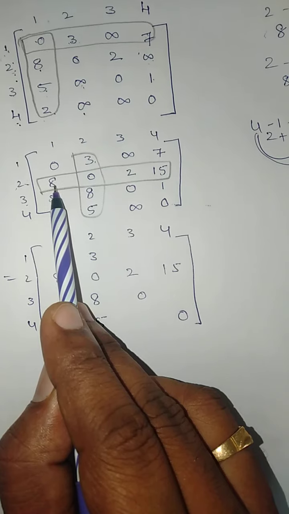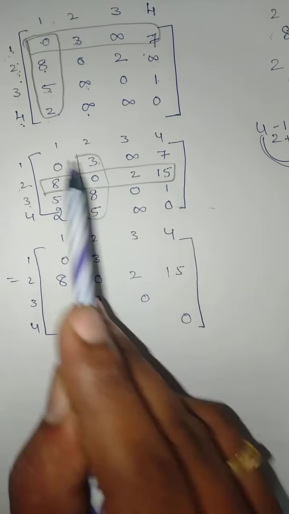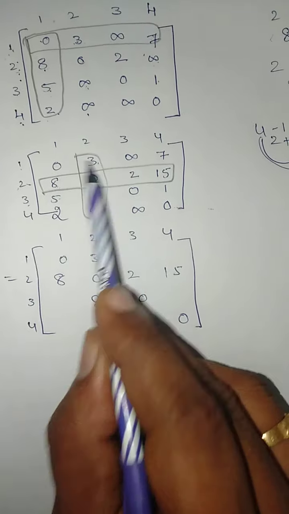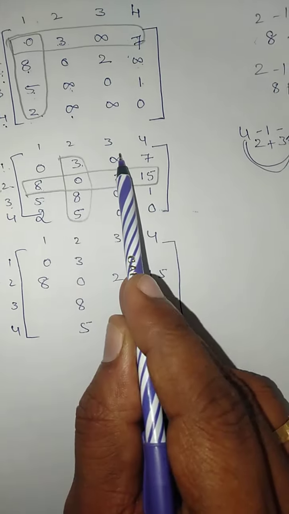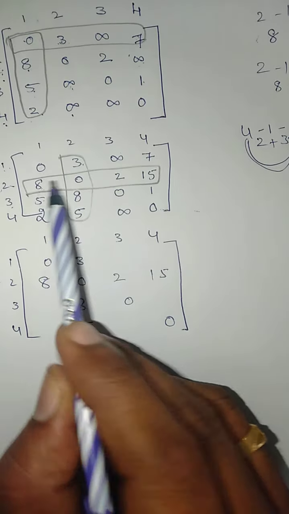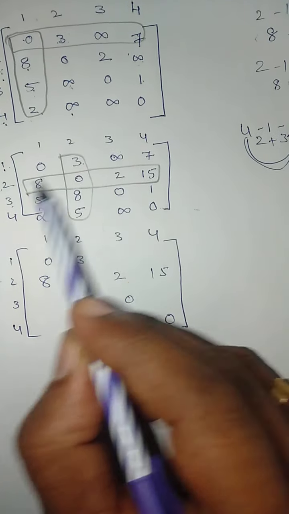Now, see here 1 to 2, 3, then 2 to 1, 8. 8 plus 3, 11. Already we have 0. Don't touch it. 1 to 2, 3. Then 2 to 3 is 2. Therefore, 1 to 3 there is a path. And this length of the path from 1 to 3 is via 2.